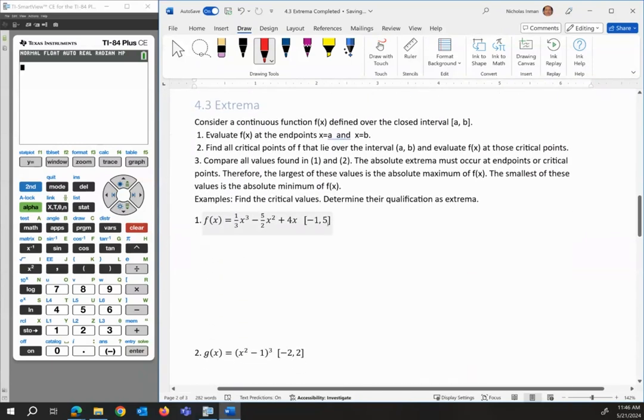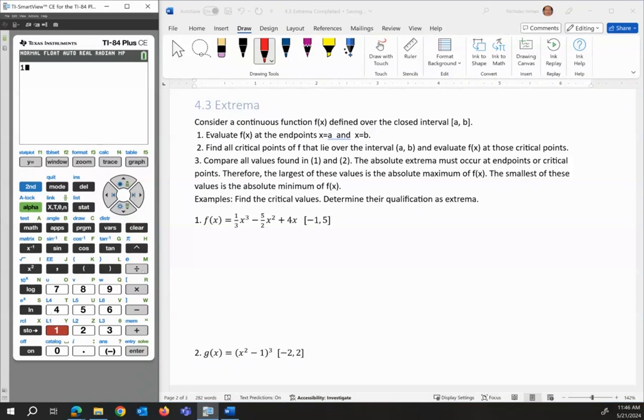Okay, so if you are ever asked to consider a continuous function and find any extreme values, you do the following 3 steps. Step 1, just find the value of the function at the endpoints of the interval. Just find out what the value is here. So for this one, we need to plug in -1 and we need to plug in 5.